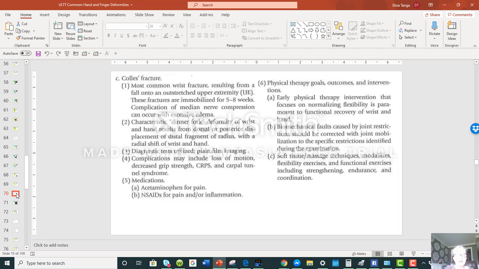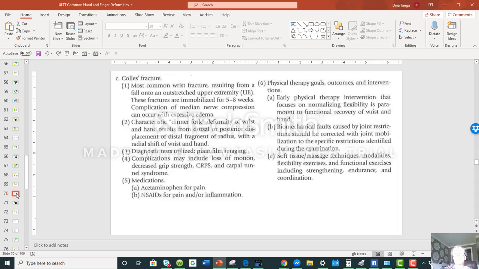Diagnostic tests utilize plain film imaging. Complications may include loss of motion, decreased grip strength, complex regional pain syndrome, and carpal tunnel syndrome. Medications: acetaminophen for pain, NSAIDs for pain and/or inflammation. Physical therapy goals, outcomes, and interventions.